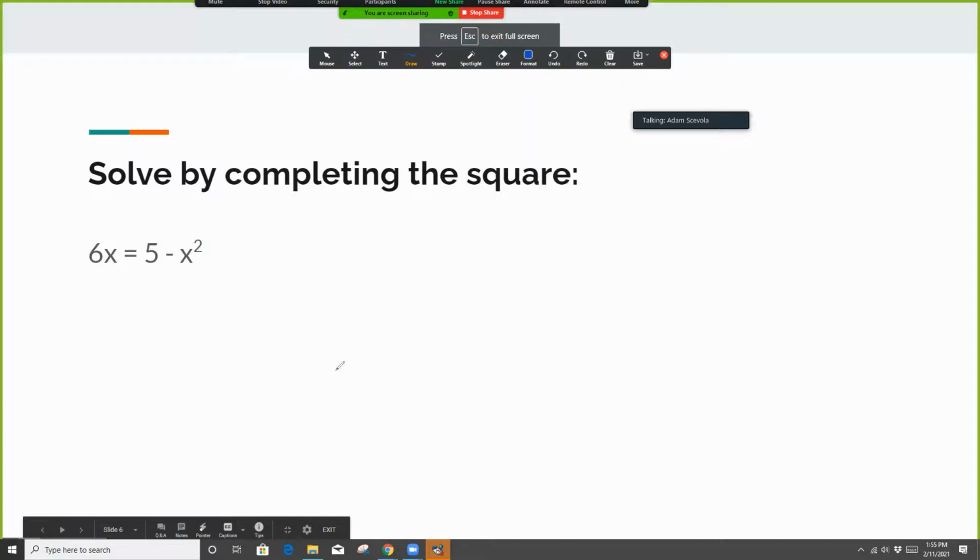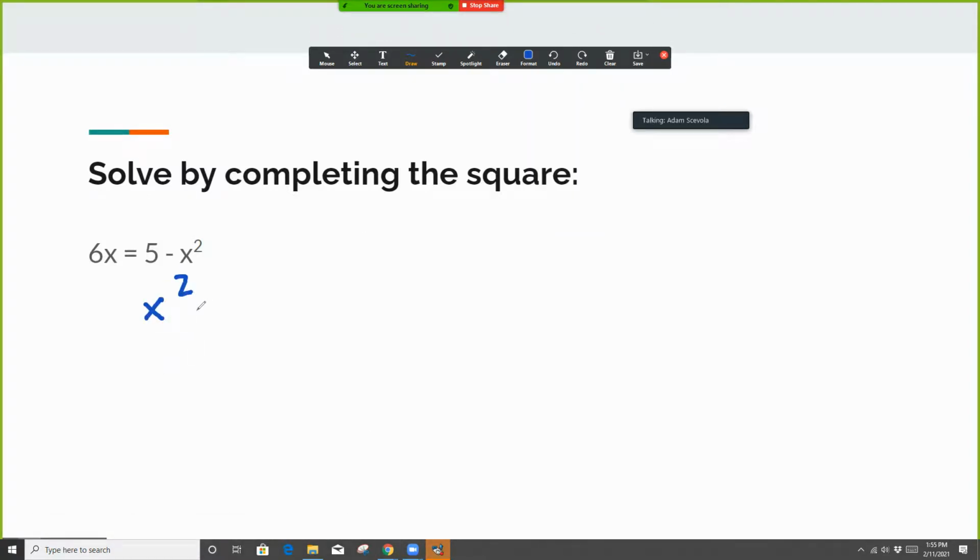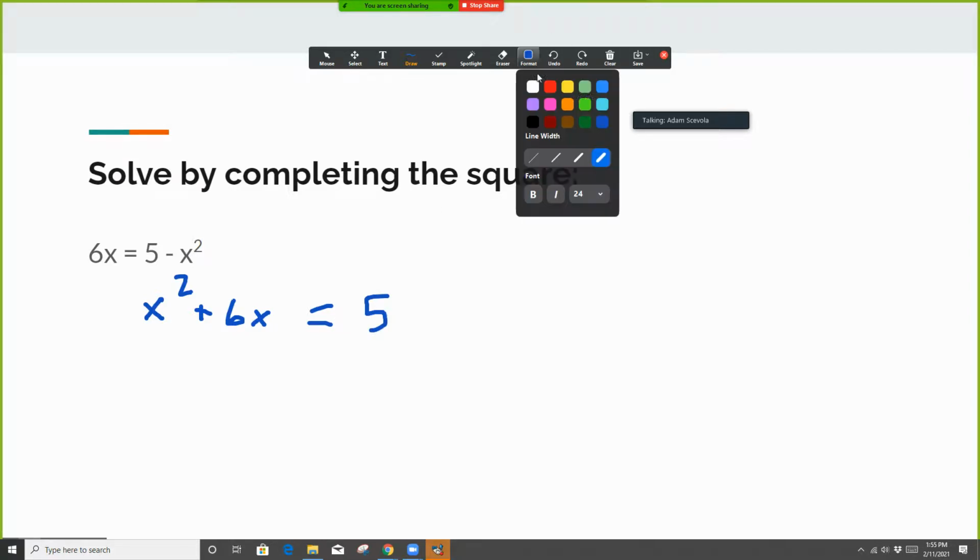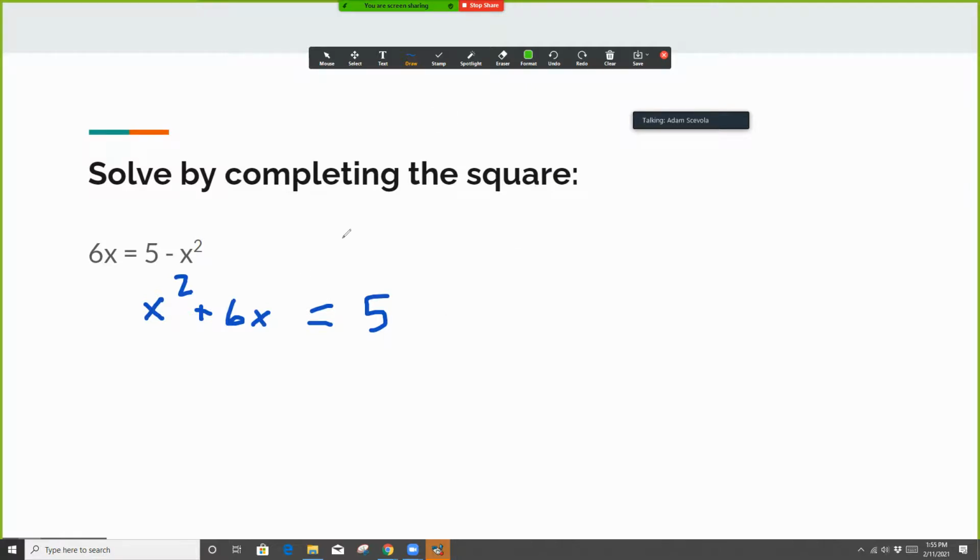So first, when you complete the square to solve an equation, get your x's on the same side. So I'm going to add x squared to both sides, and then leave that 5 over on the right side. Now, completing the square is actually where the quadratic formula comes from. If you ever want to prove the quadratic formula, you take ax squared plus bx plus c equal to 0, and then complete the square, and you'll get the quadratic formula.